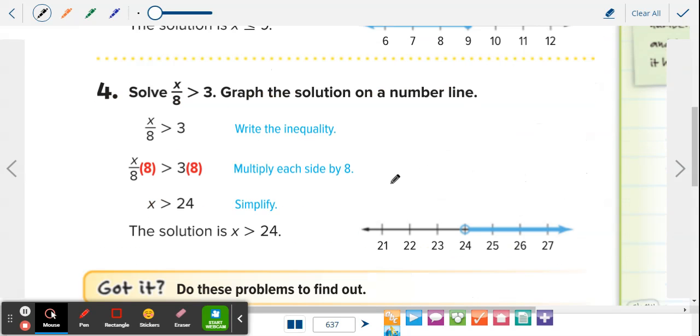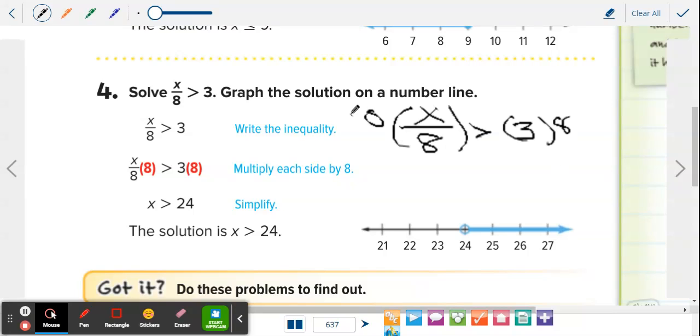All right, and then number 4, x divided by 8 is greater than 3. So if this is division, what's the opposite? Multiplication. So we multiply this 8 on each side. So that cancels. You're left with x is greater than 24. Now this one is a circle because it doesn't equal 24, and it's greater than, so it goes to the right. Okay, so that's the only difference now, we're doing multiplication and division.